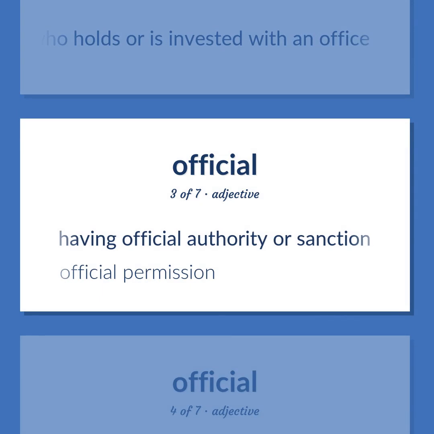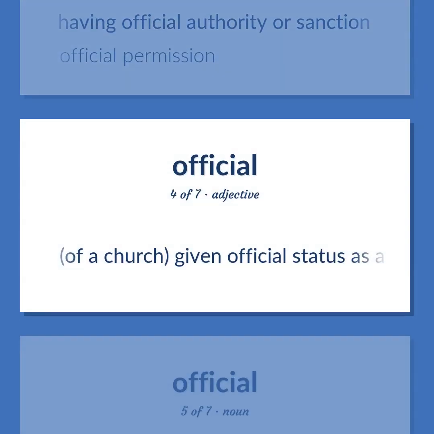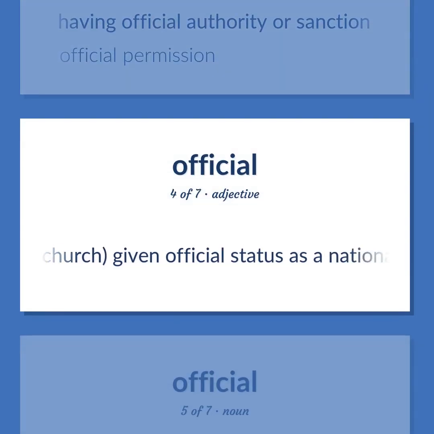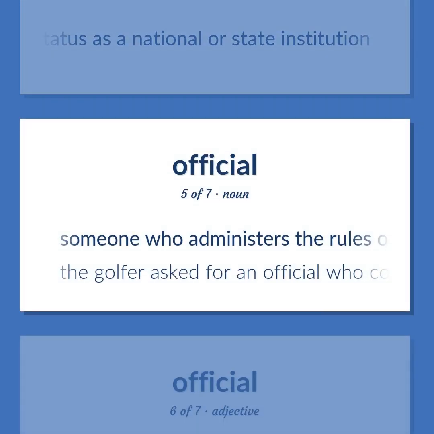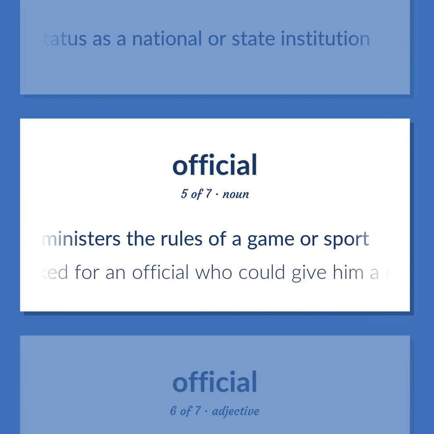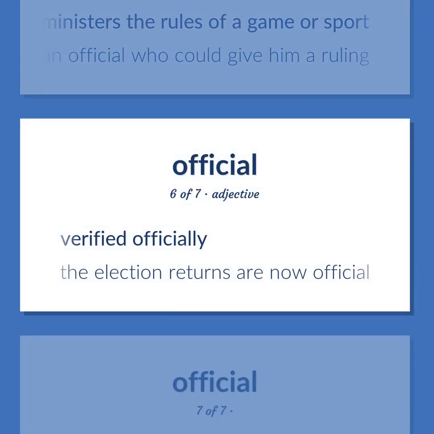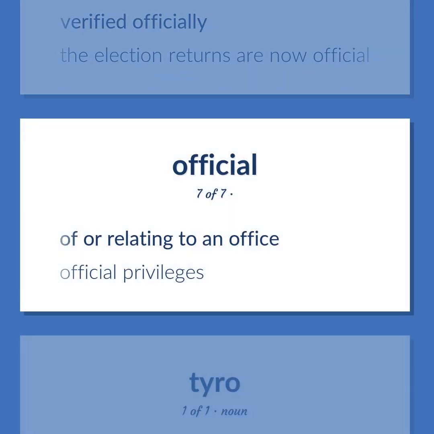Having official authority or sanction. Official permission. Of a church, given official status as a national or state institution. Someone who administers the rules of a game or sport. The golfer asked for an official who could give him a ruling. Verified officially. The election returns are now official. Of or relating to an office. Official privileges.